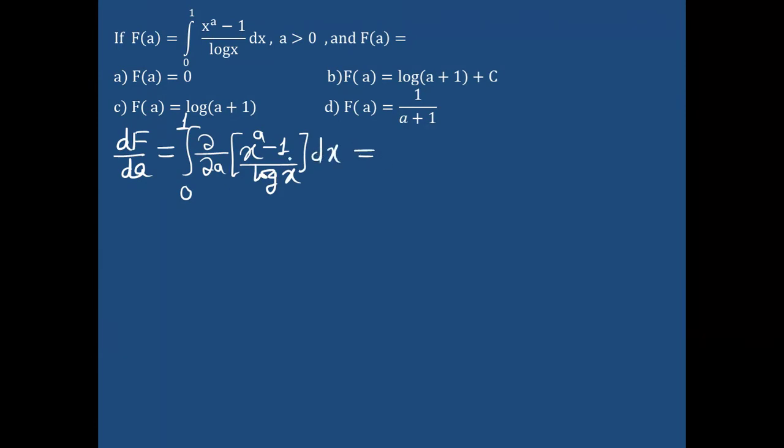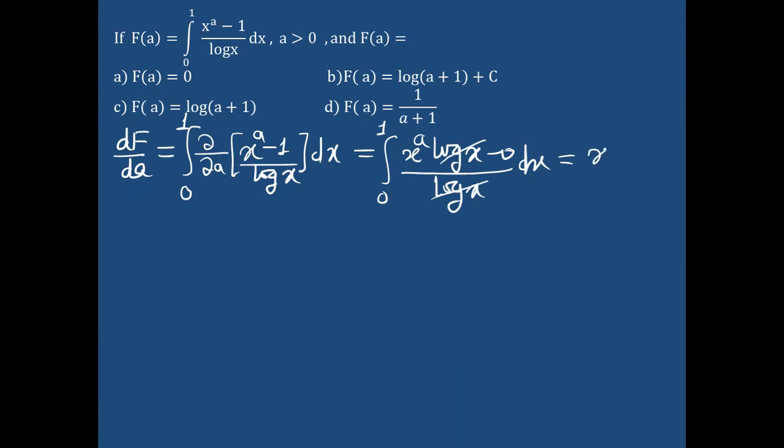Now differentiate with respect to a. So we have, it is in the form x raised to a, right? If we differentiate with respect to a, the differentiation of x raised to a is x raised to a log x. Derivative of 1 is 0, upon log x. So this gets cancelled. We are left with simply x raised to power a.